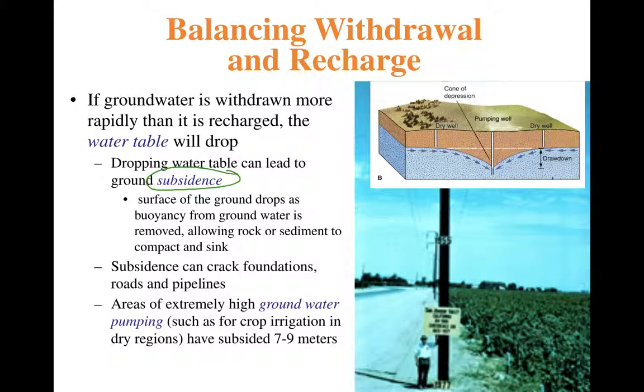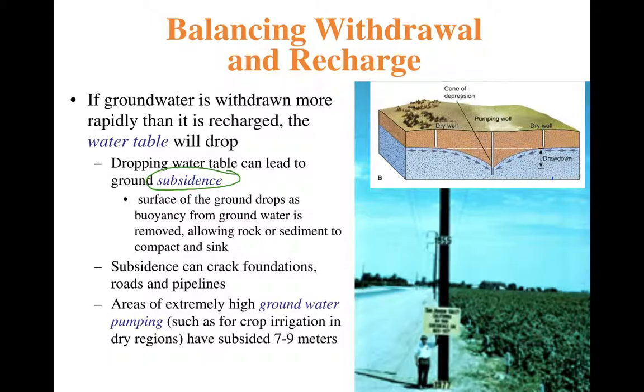Okay, so let's talk about balancing withdrawal and recharge. If groundwater is withdrawn more rapidly than it's recharged, the water table is going to drop. A dropping water table can lead to ground subsidence. Subsidence is when you kind of pull away. The surface of the ground drops as the buoyancy from the groundwater is removed, allowing rock or sediments to compact and sink.